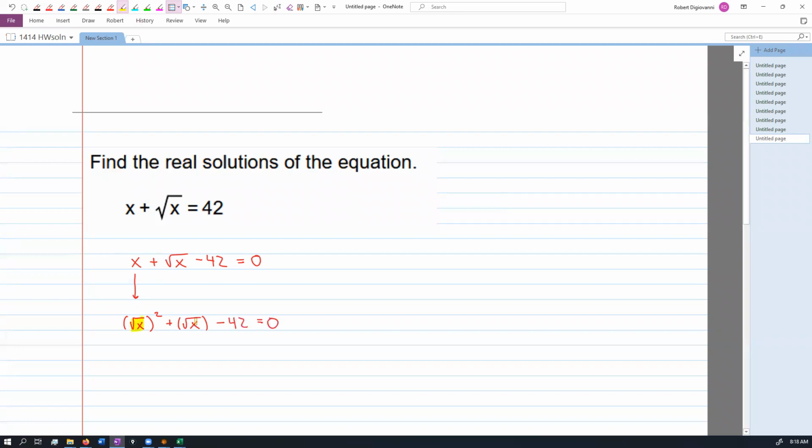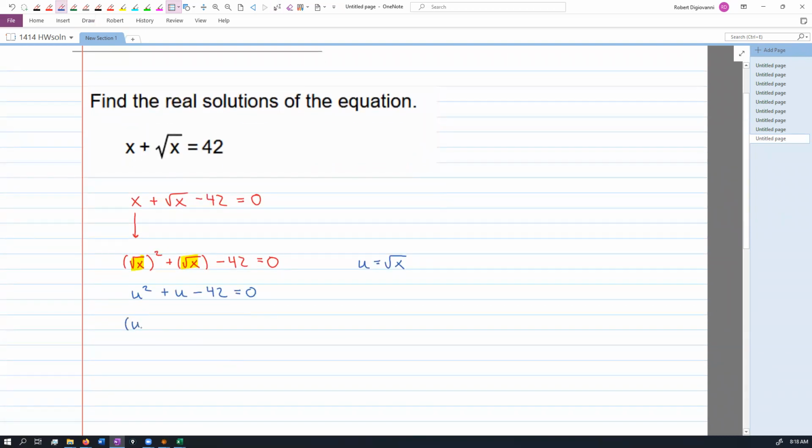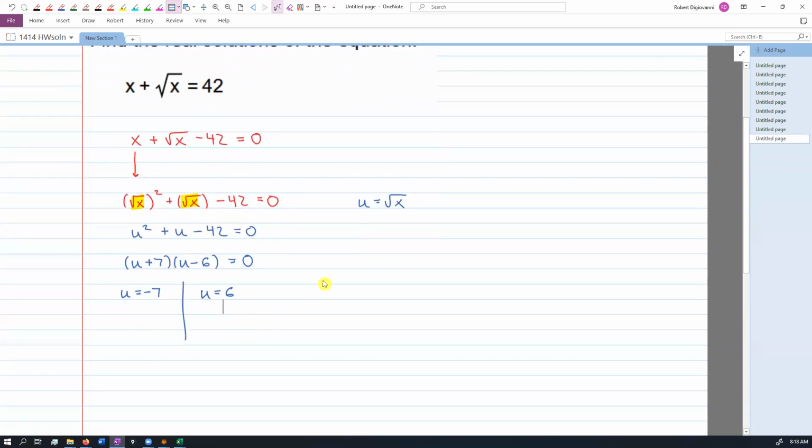And so you can see these are the same. That will be our substitution. And then at this point, we can rewrite this as u squared plus just u minus 42 equals 0. And that becomes u, let's see here, 42 is 7 times 6, so we get u plus 7 times u minus 6 equals 0. We get two answers from that, negative 7 and 6. Now we need to replace u with the square root of x. So the square root of x equals negative 7, and the square root of x equals 6.